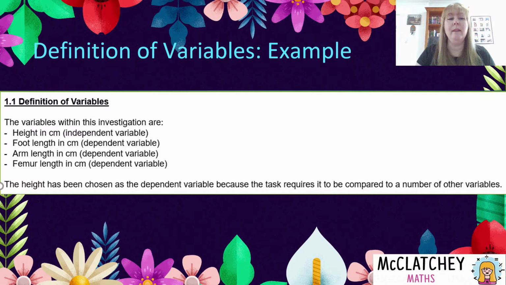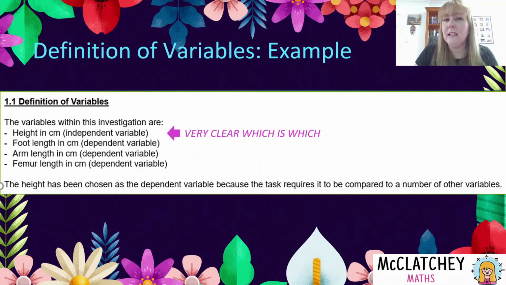So here's an example of how one of my students has defined their variables. I really like this. They've kept it very simple. They've used dot points. It doesn't go on for pages and pages. It doesn't need to. It just needs to be fairly brief. What they've done, it's very clear which particular variable a student has decided is the independent variable and which one they've decided is the dependent variable. Notice they didn't need to actually define what height was or what foot length was or what arm length was.